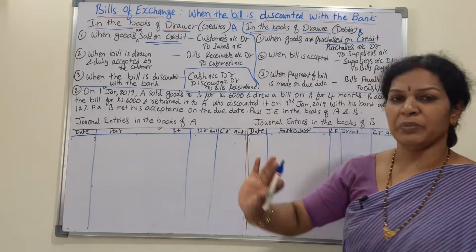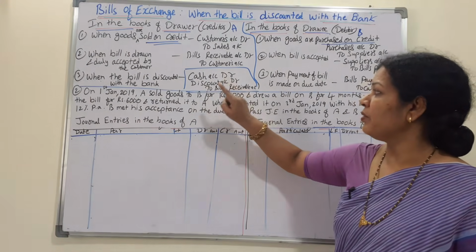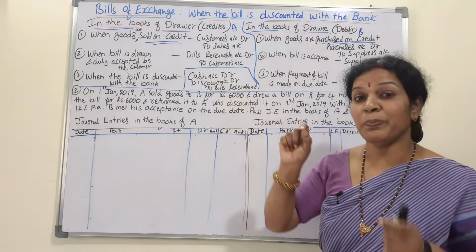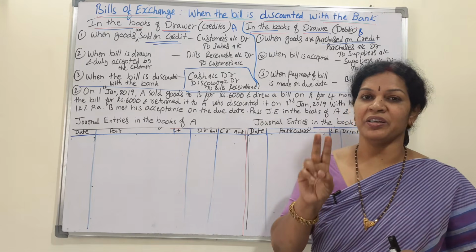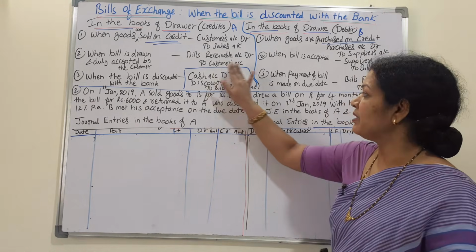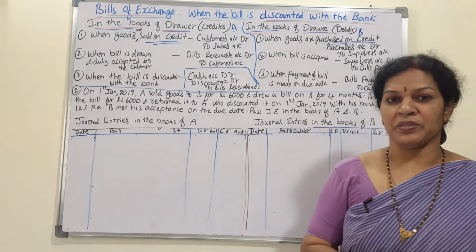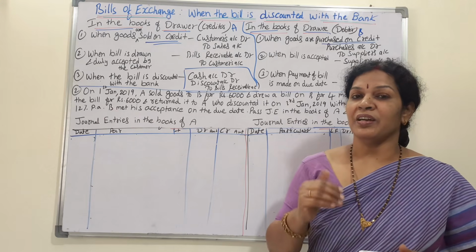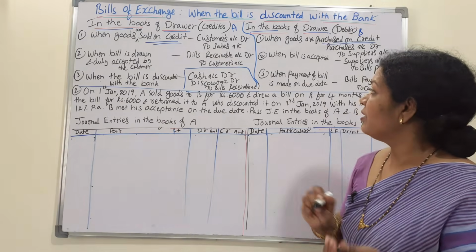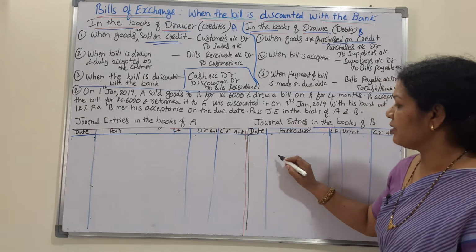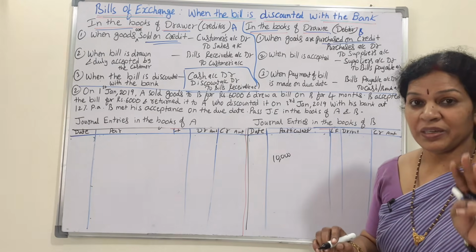The rest of the problem is the same as usual. So when the bill is discounted: cash account debit, discount account debit to bills receivable. Cash account debit, discount account debit to bills receivable. This is the entry. Suppose the amount is 10,000 rupees. After 1 month he wants to discount it. I'll show you here. 10,000 is the bill amount. It is a 3 months bill.